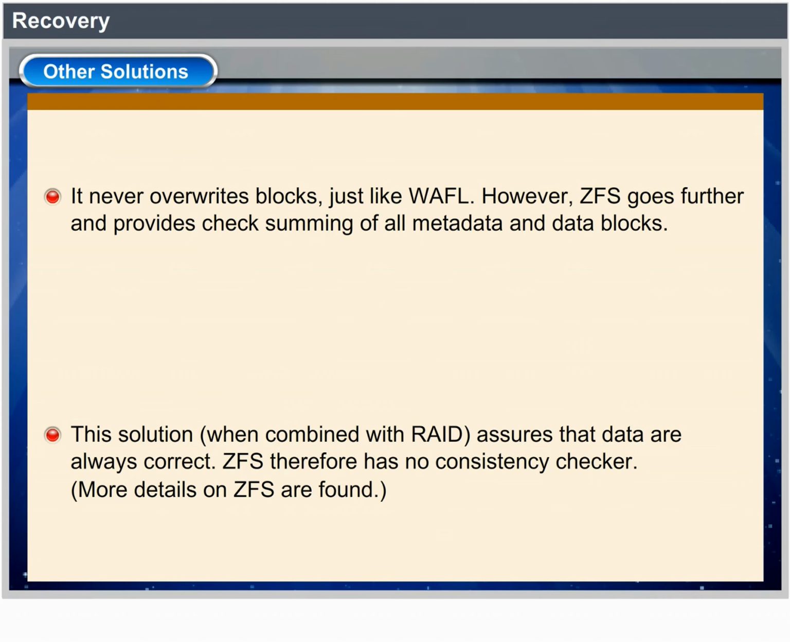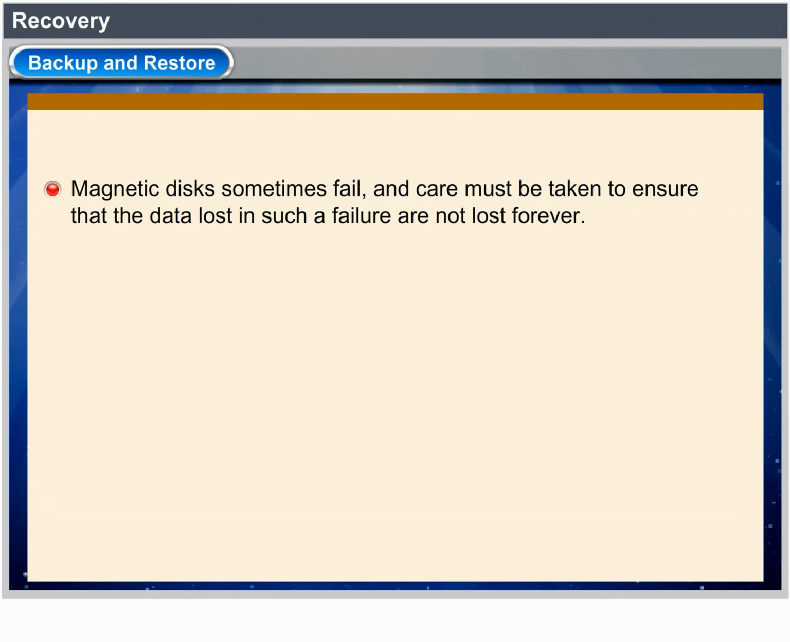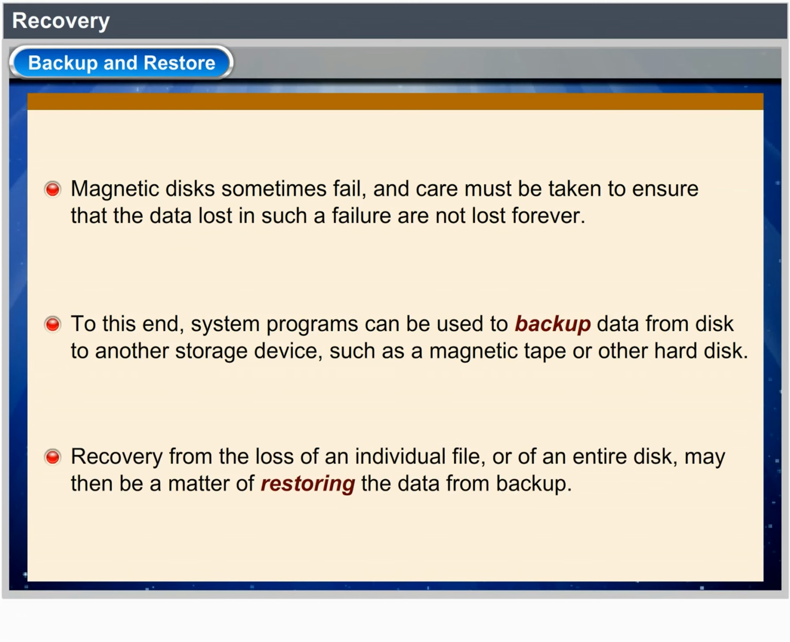Backup and restore. Magnetic disks sometimes fail, and care must be taken to ensure that the data lost in such a failure are not lost forever. To this end, system programs can be used to back up data from disk to another storage device such as magnetic tape or other hard disk. Recovery from the loss of an individual file or of an entire disk may then be a matter of restoring the data from backup. To minimize the copying needed, we can use information from each file's directory entry.